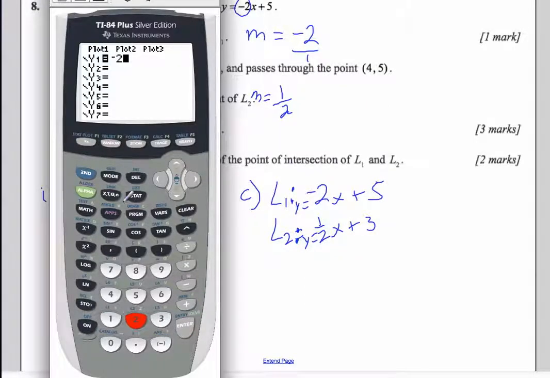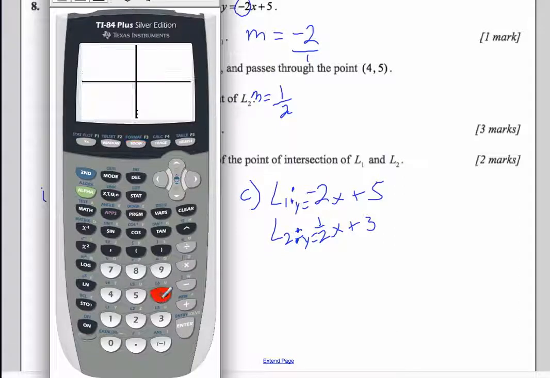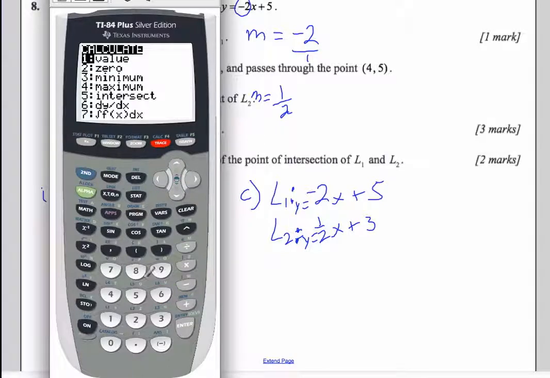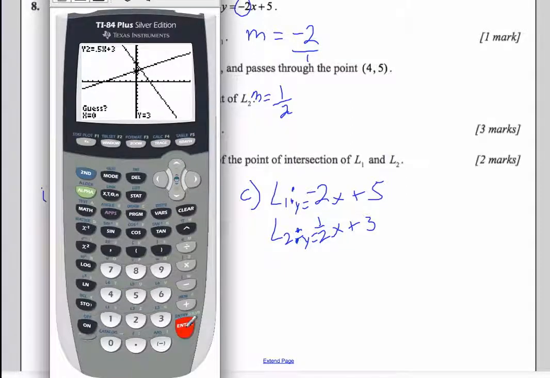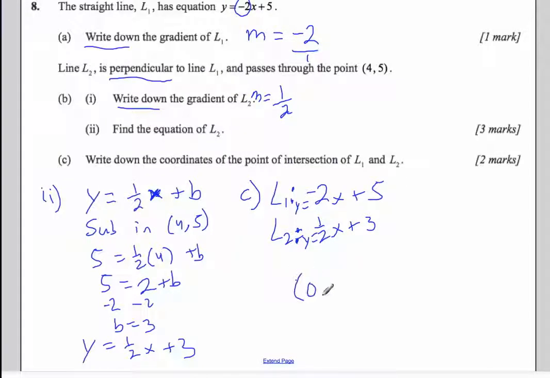So negative 2x plus 3 and half x, so let's do 0.5x plus 3. Oh, wait, I got the first one wrong. It's supposed to be a plus 5. So zoom 6 is standard zoom. I should be able to see the point of intersection, and I can. So I'm going to go to the second function, calc, and find the intersect, which is number 5. I can press enter, enter, and enter, and it should find it, and it is 0.8, 3.4. So the point of intersection is (0.8, 3.4). No need to show a sketch in this case. Normally you show a sketch to show what you did in your calculator, but it says write down, so I don't need to do that.